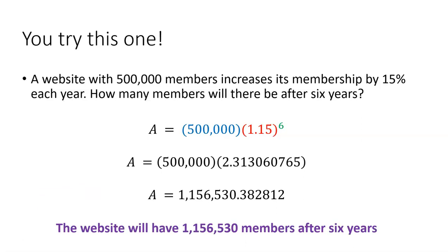2.313060765, and then multiply to the 500,000, and we're going to round to the nearest person. We're not going to have decimals or fractions of people. We'll round to the nearest person. So they'll expect to have 1,156,530 members after 6 years.